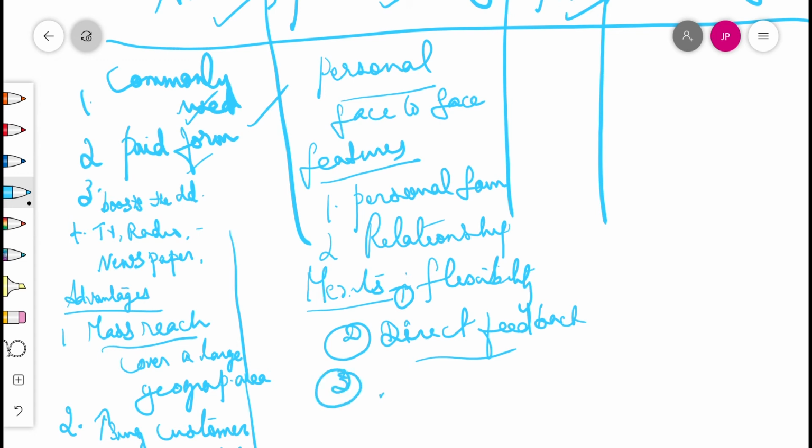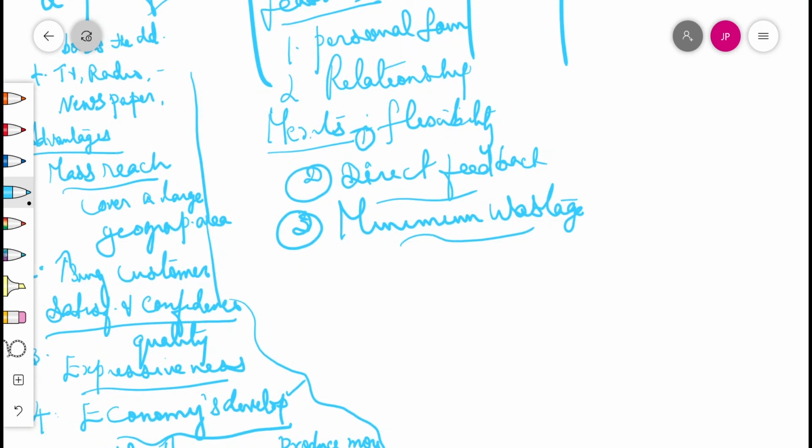Thirdly, minimum wastage. Before starting with personal selling, the company can choose the type of customers it has to deal with and prepare the presentation accordingly. So this results in reduction of wastage. Personal selling is an effective promotional tool in the hands of a businessman for increasing sales.